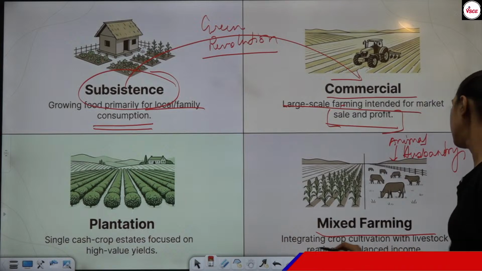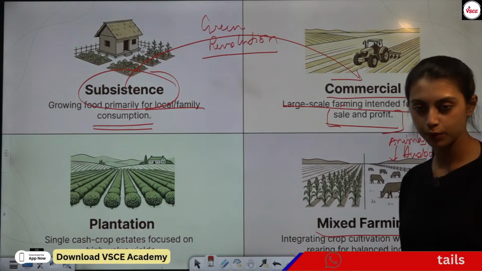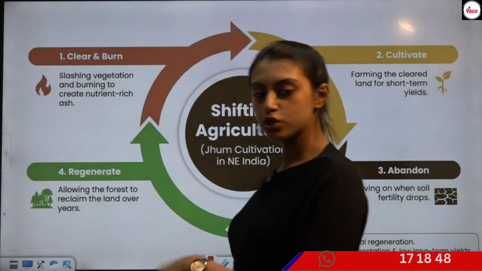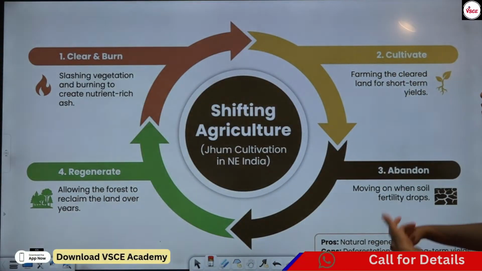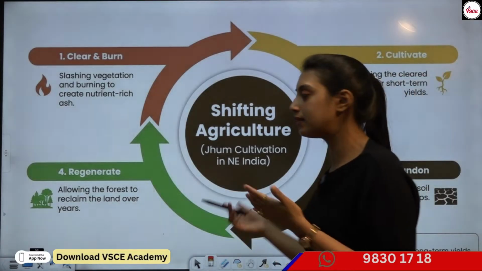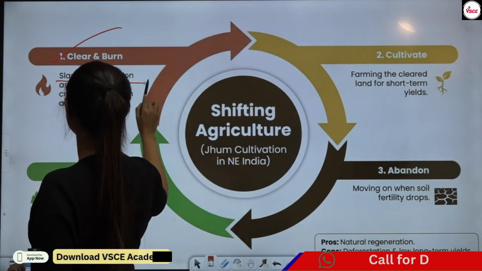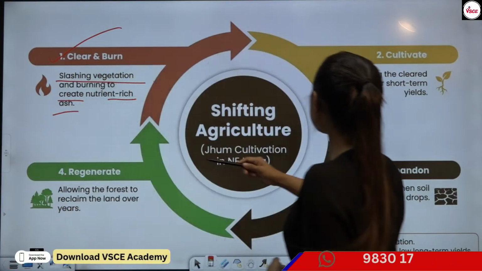That is rearing of livestock. Okay, great. Proceeding. Now shifting agriculture, we are going to come to this later on. It's actually about maintaining. Now that this topic has come, let's cover this also. Clear and burn, like slashing vegetation and burning to create nutrient rich ash, right? So this is the first thing.